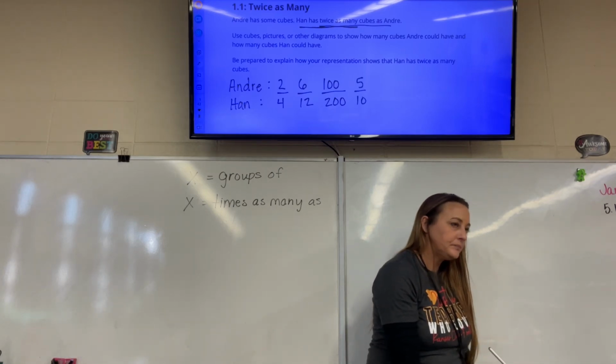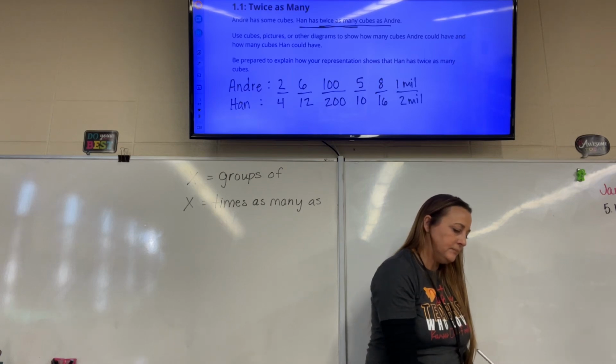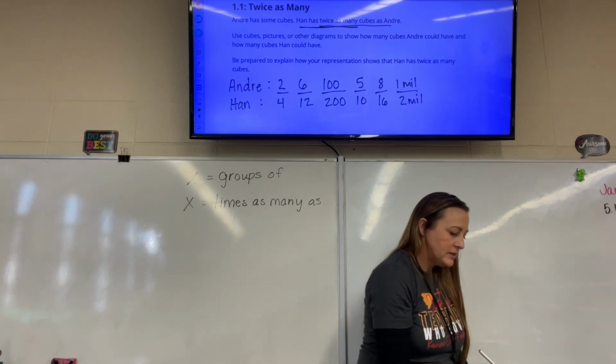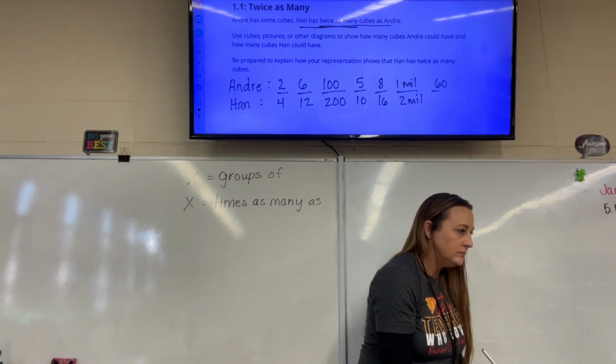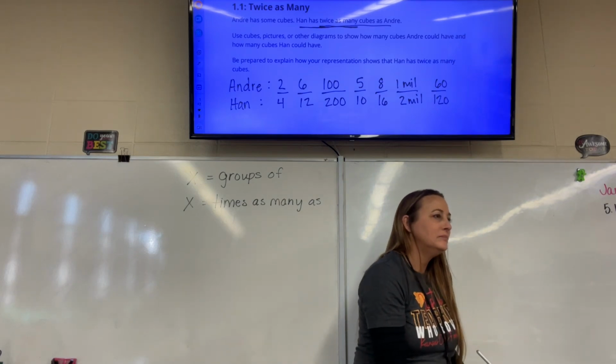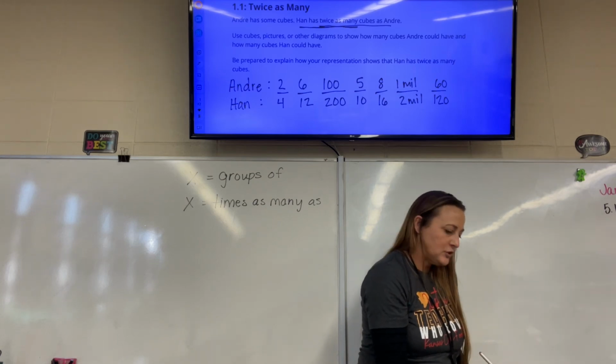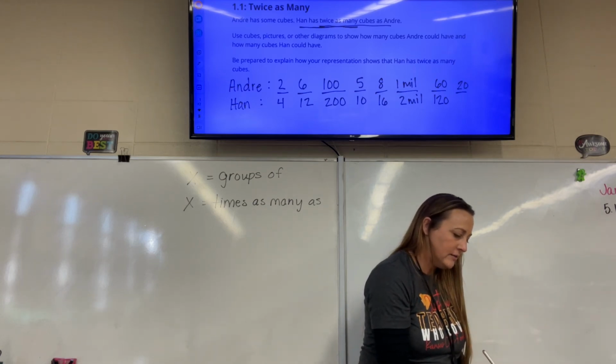Harbor? 8 and 16. Derelda? 1 million and 2 million. Yep. 1 million and 2 million. Colton? 60. 60 and? 120. Yes, nice job. Evan? 2. Oh, I already got 2. 20. 20 and? 40. Good.